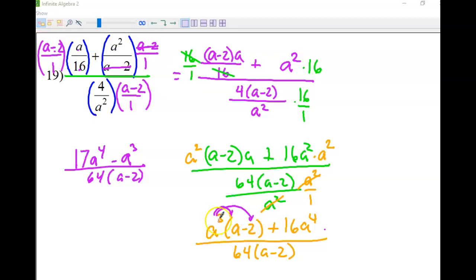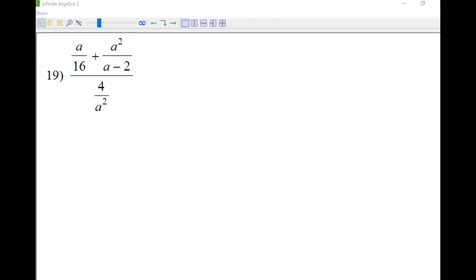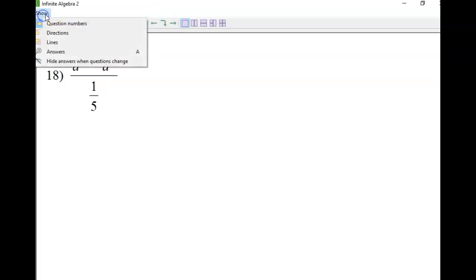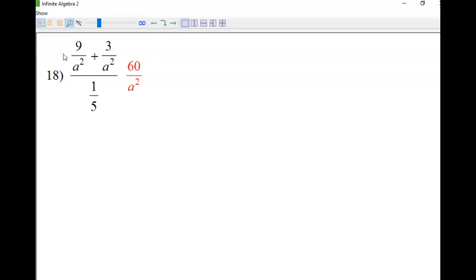Oh, it's right here. When I distribute this, that should have been 2a to the third. I guess I just missed that step somehow. But anyway, there it is. Good to go. All right. So if you want to see how to do number 18, or if you want to see the answer anyway, that's what you should end up with there.